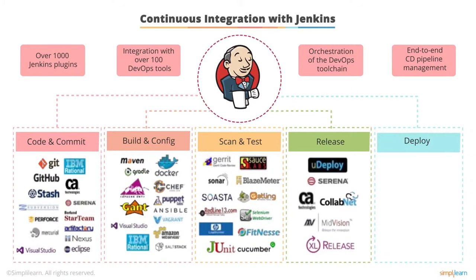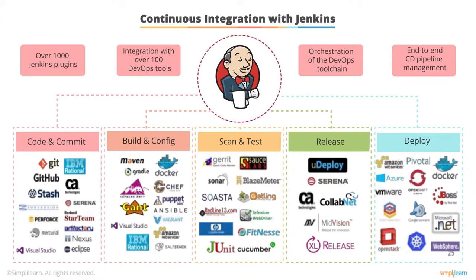The release phase is the last stage before code is released to users. You might integrate Jenkins with tools such as UDeploy, Serena, MidVision, or XL Release. Finally, for deploy, you'll go on-premises, to a cloud service, or a hybrid combination of both a private on-premises cloud and a public cloud. For public cloud deployments, you'll target Amazon Web Services, Google Cloud, Azure, or IBM Cloud.